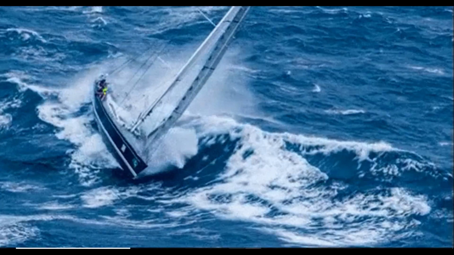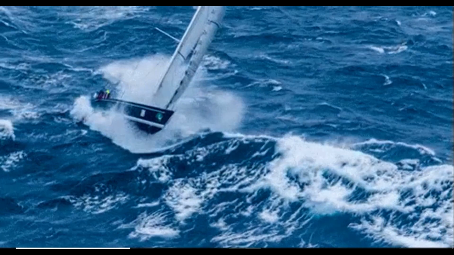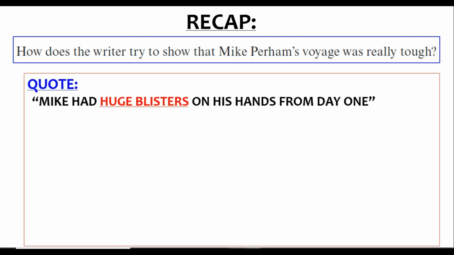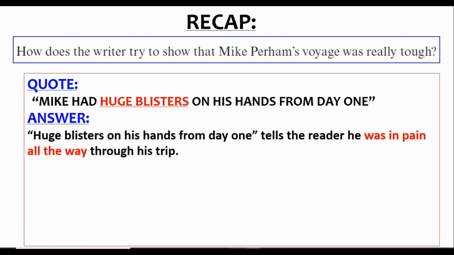Another example from a different paper 2 exam. This question was about a teenage boy sailing around the world. The question was, how does the writer show that Mike Perham's voyage was really tough? Here are some quotes that we had. Mike had huge blisters on his hands from day one. The adjective huge has been used, from day one. Why did the writer bother telling us that?